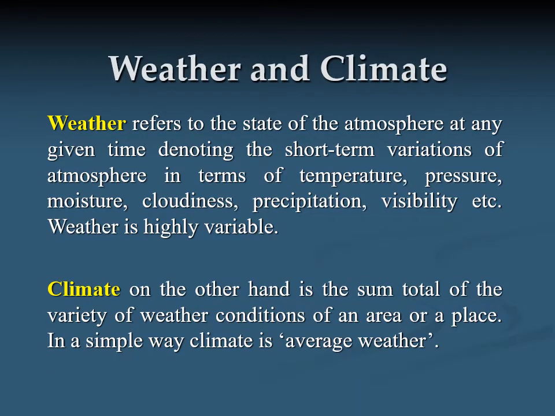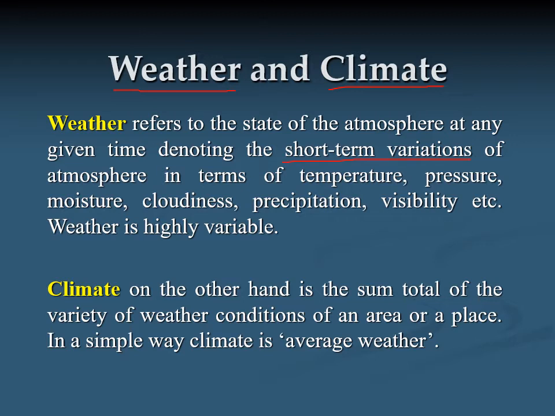Now, in our daily life, we use the terms weather and climate almost synchronously, but there is a huge difference between the meaning of these two terms. Weather actually refers to the condition of the atmosphere at any given point for any given time. So it is the short-term prediction of the atmospheric condition.